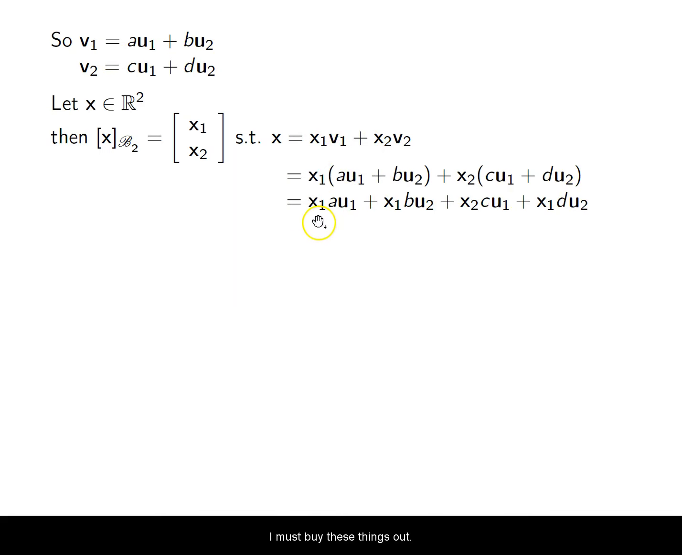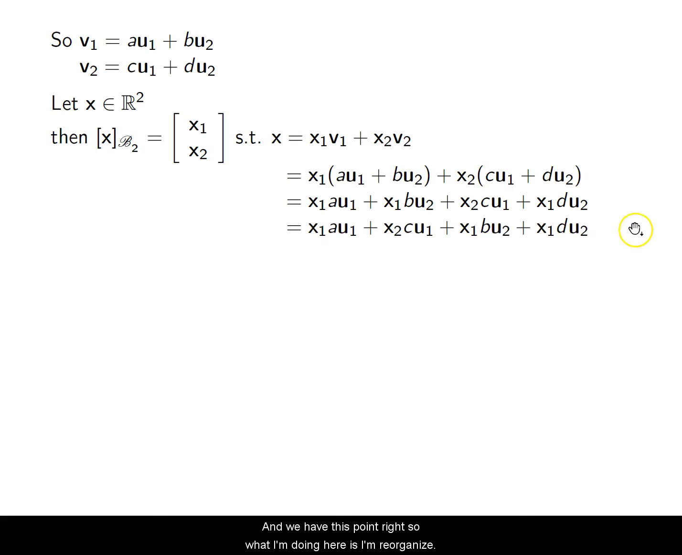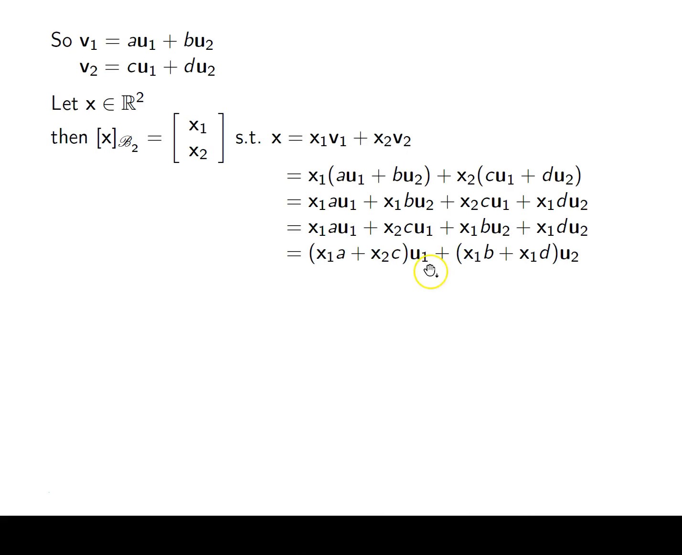So if I multiply these things out, x1 distributes across these components, x2 distributes across those two components, and we have this form, right? So what I'm doing here is I'm reorganizing x1 u1, x2 c u1. I'm putting the u1s together and the u2s together so that on this next step I can factor them out. So x1 a, x2 c times u1, and here I factored out u2, so I have x1 b plus x1 d.